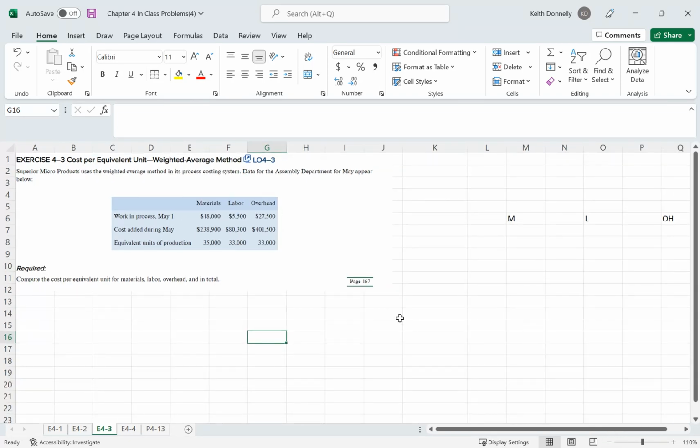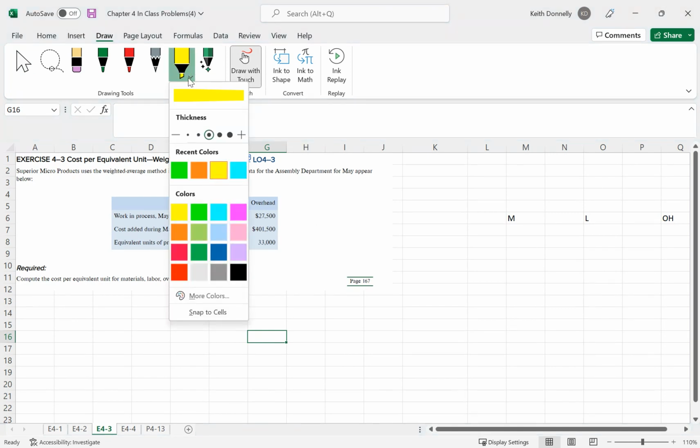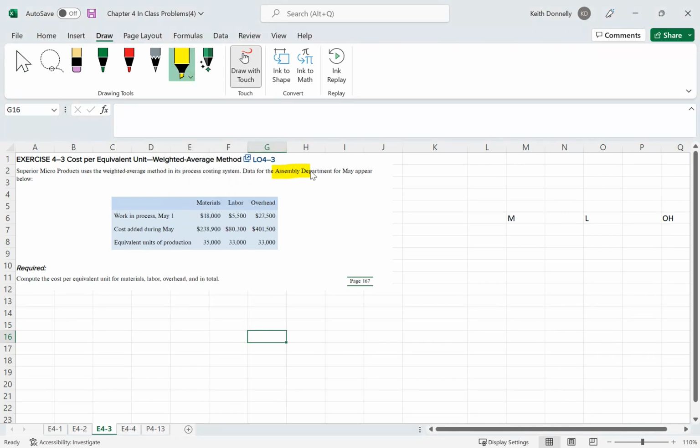So I put a couple items in there already. Looks like we have Superior Micro Products. They're using the weighted average method in its process costing system. Data for the assembly department for May appears below. Okay, so we're looking at a specific department, the assembly department. So here's information for it.